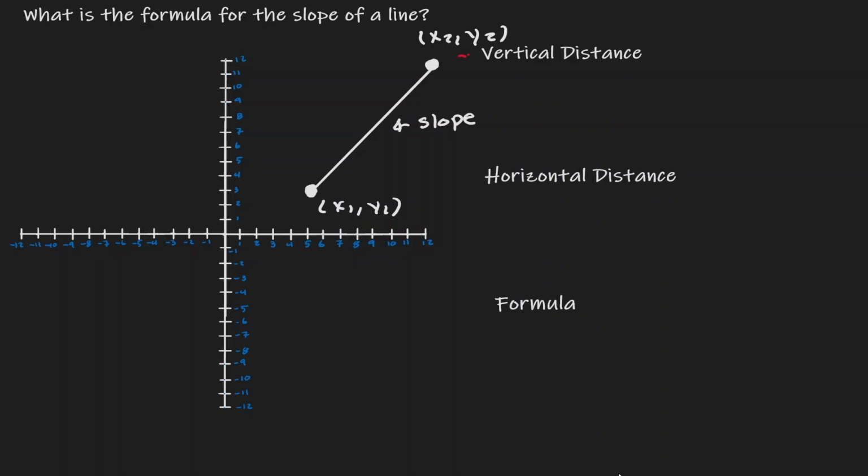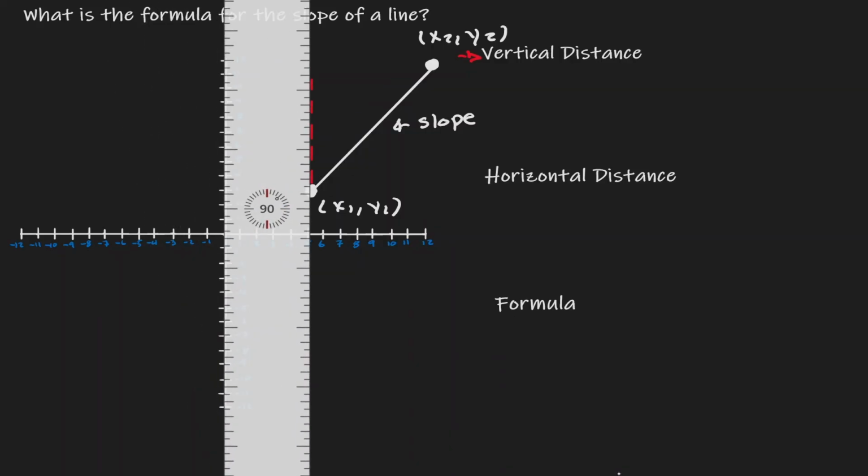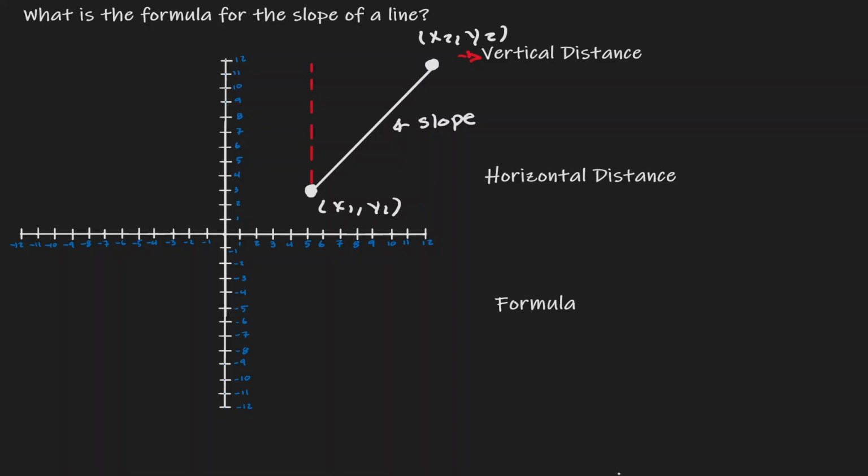Let's start by looking at the vertical distance between those 2 points. What we're looking for is how many units do I need to go up. So let's figure out that distance. Now let's look at the horizontal distance. We just want to figure out how many units we need to go to the right to get to the next point.